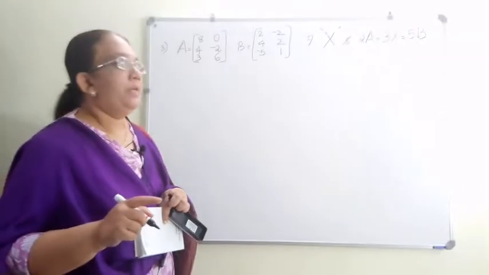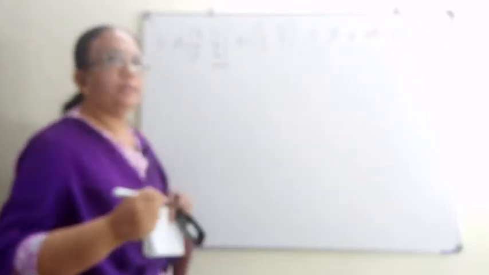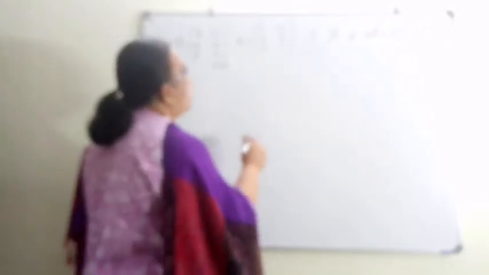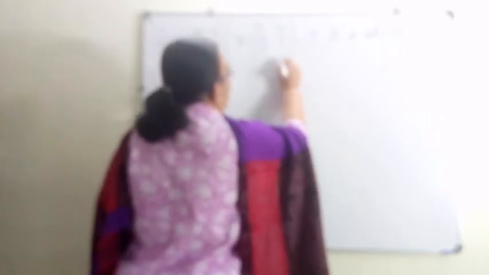What have you to find? You have to find the matrix X. So matrix X means it will be capital X. Now what is the order of this matrix? Matrix A: there are 3 rows and 2 columns. It is 3 by 2. What about matrix B? 3 rows and 2 columns. 3 by 2. How many elements are there? 6 elements. Okay.